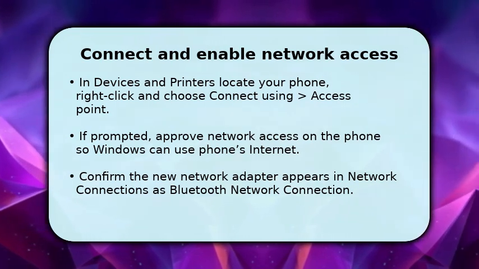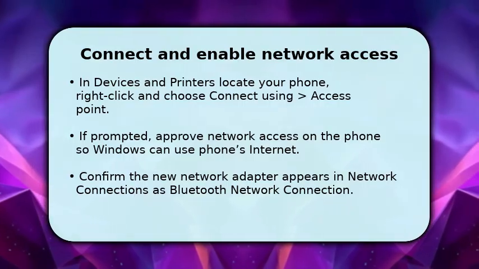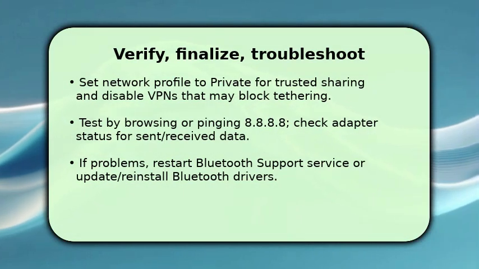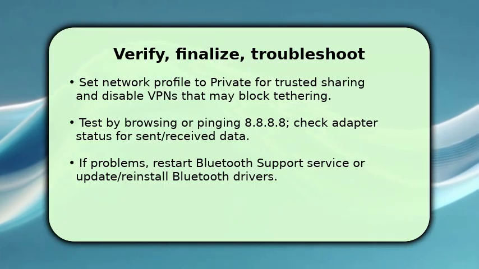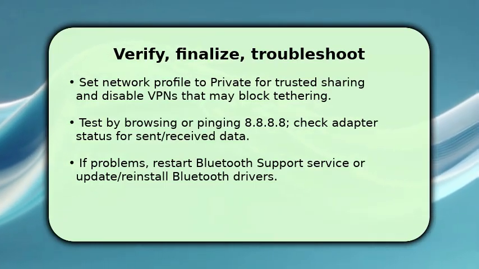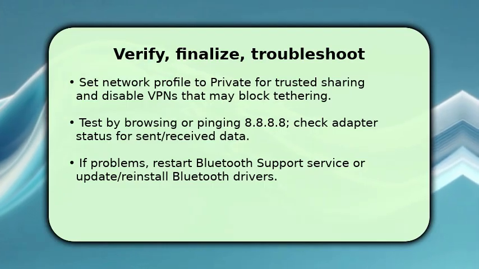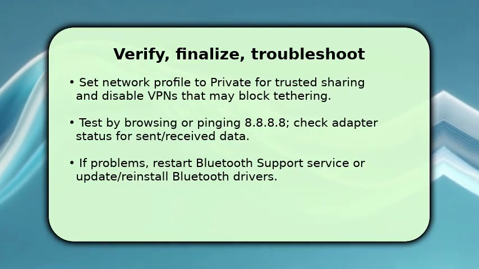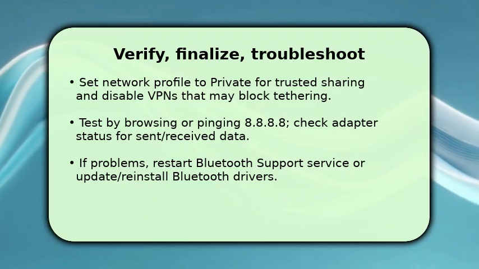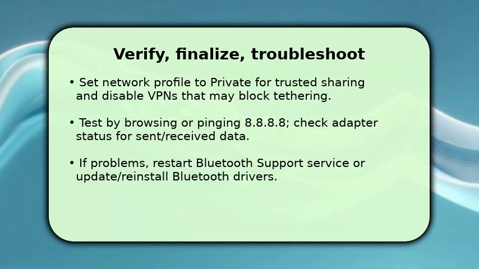Finish by verifying connectivity and tightening settings. Set the new Bluetooth network to private so Windows allows typical outbound traffic. Disable conflicting VPNs or adapters temporarily. Open a browser or run a quick ping to 8.8.8.8 to confirm internet flows.